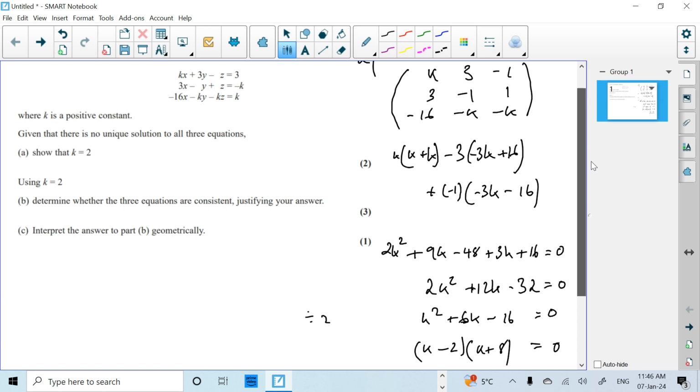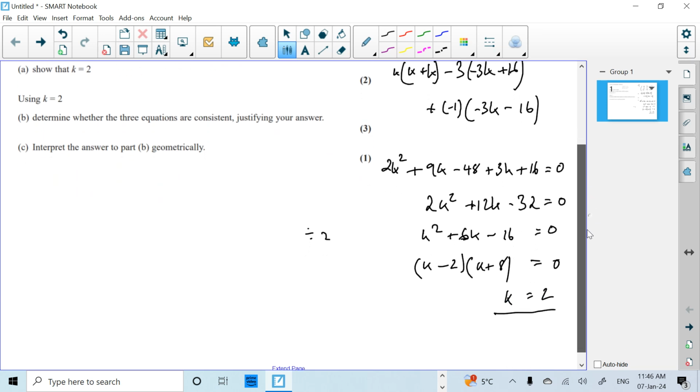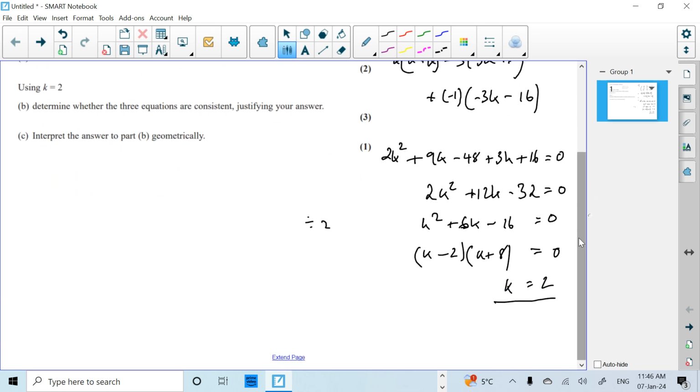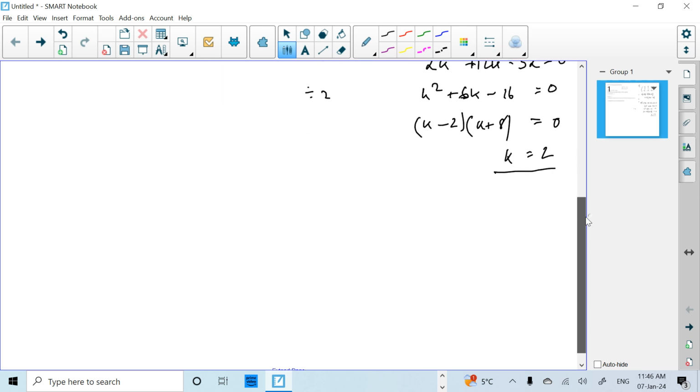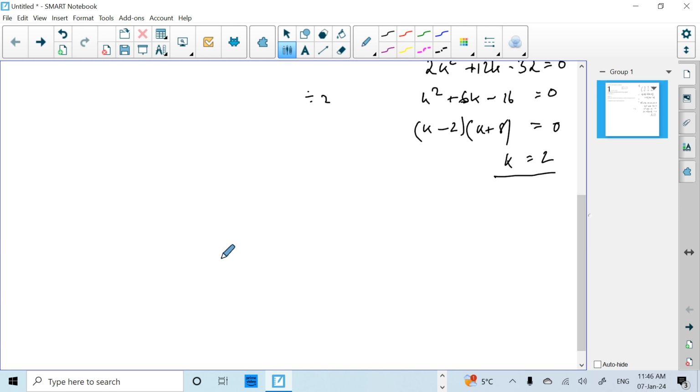Determine whether the three equations are consistent, justifying your answer. So let's extend the page and substitute the value of k equals 2 in all three equations. I'm going to say what I'm doing to the examiner, telling the examiner that I'm going to substitute k equals 2 in the three equations.